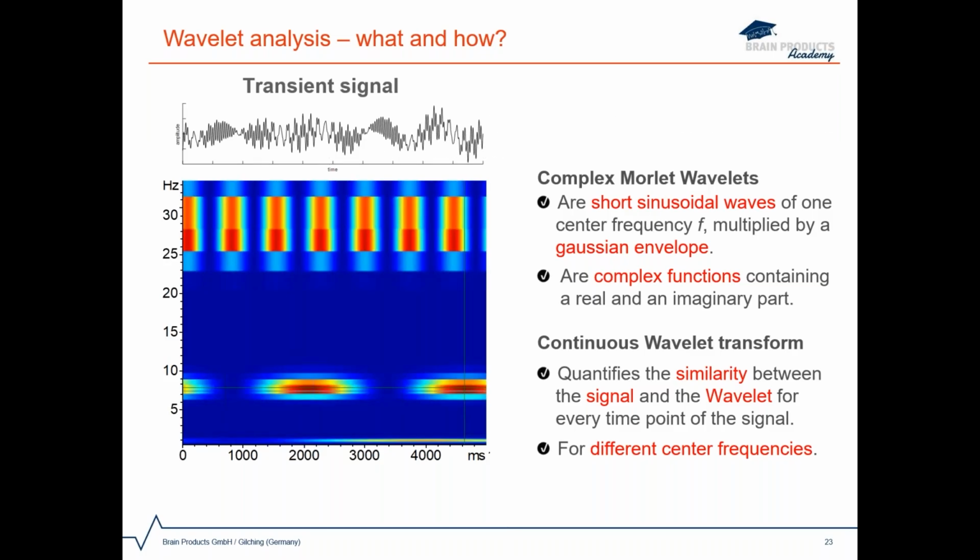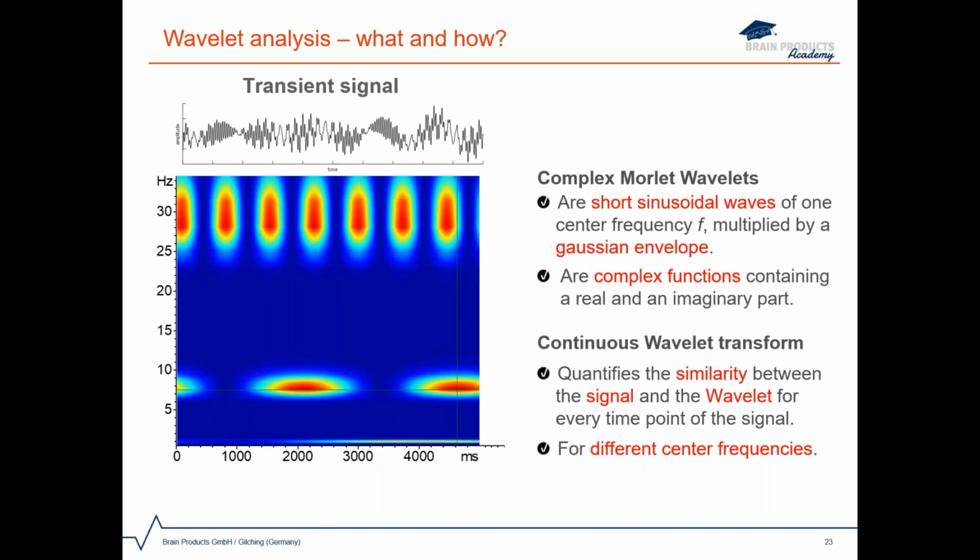What we receive is a heat map of frequency by time, where hot colors indicate similarity and cold colors indicate dissimilarity between the signal and the wavelet. This is called the wavelet power spectrum. We can interpolate across time and frequency points to make the wavelet power spectrum look smoother.